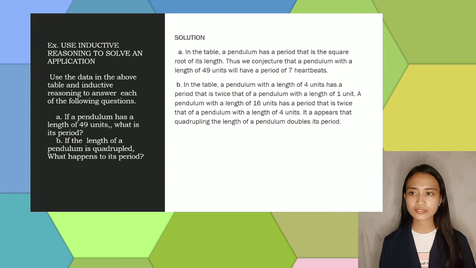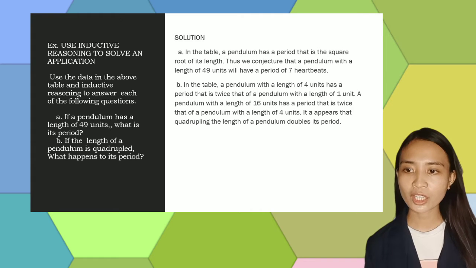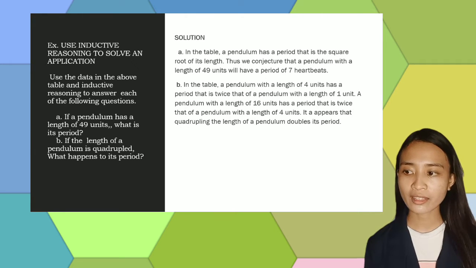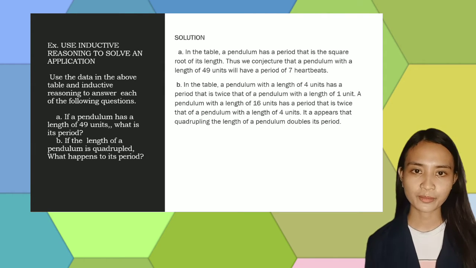How to use inductive reasoning to solve an application. To solve an application using inductive reasoning, use the data in the above table and inductive reasoning to answer each of the following questions. First question: if a pendulum has a length of 49 units, what is its period? In the table, a pendulum has a period that is the square root of its length. Thus, we conjecture that a pendulum with a length of 49 units will have a period of 7 heartbeats.